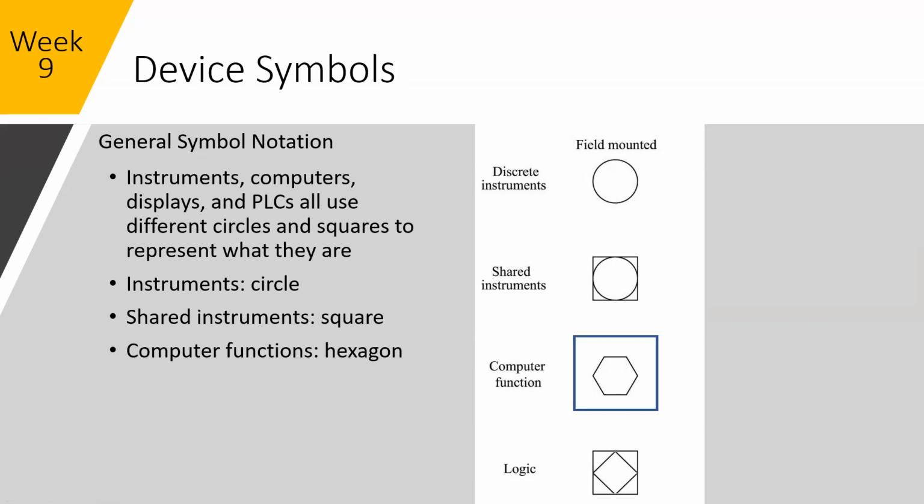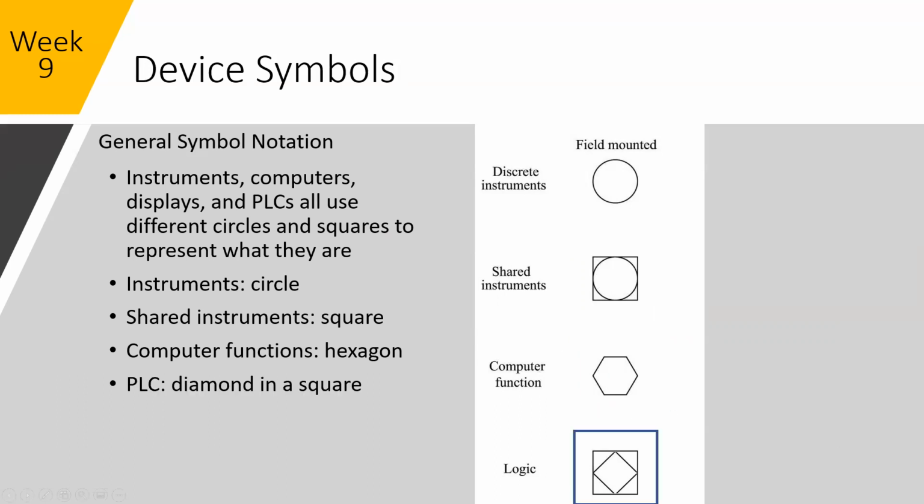A computer function is within a hexagon, and PLC logic outputs and inputs are a square with a diamond in it. This is an example of what I see commonly, but I've seen other shapes. I've seen some drawing sets only have one shape.